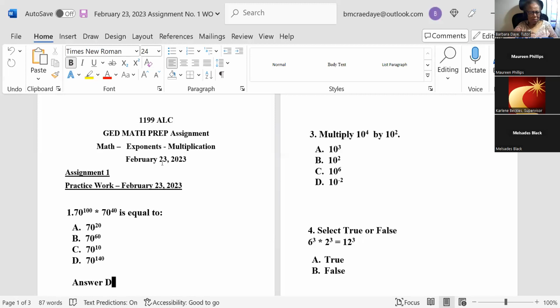You got number 3, right? Multiply 10 to the power 4 by 10 to the power 2. Yeah, but that's not a symbol for multiplication. I know. By is not a symbol for multiplication. That's just the wording I used, but that's not a symbol. The symbols are asterisk, dots, the X, X side by side, or you could put them in parentheses. But not the by. By is just the wording.